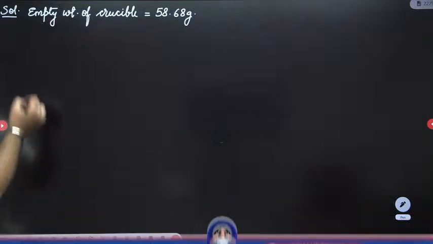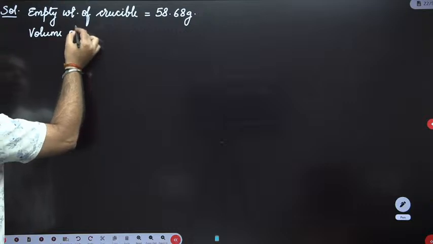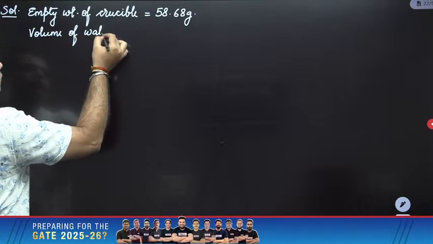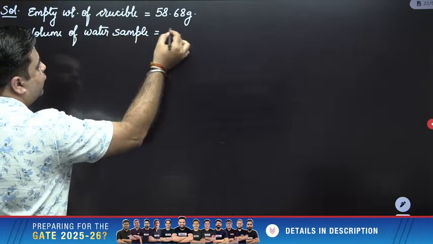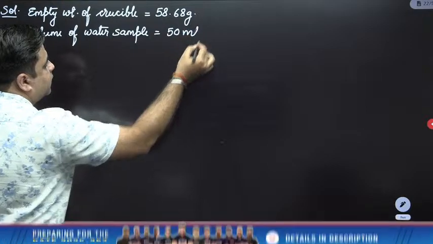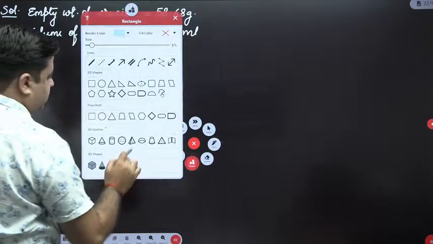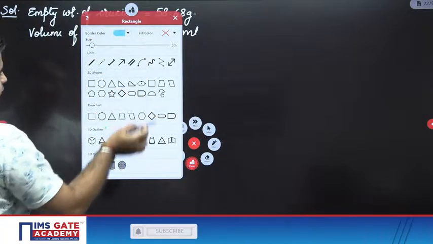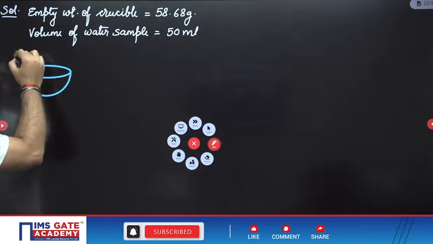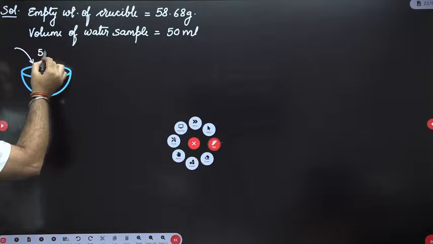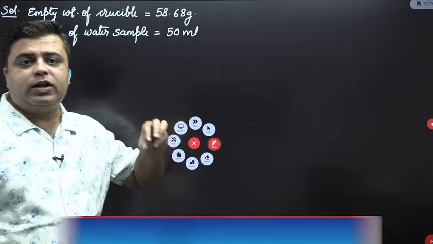So the volume of water sample is 50 ml, right? Now just visualize this diagram in your mind. There is a crucible like this, and in this crucible you have poured 50 ml of water. Now this 50 ml of water contains solids.